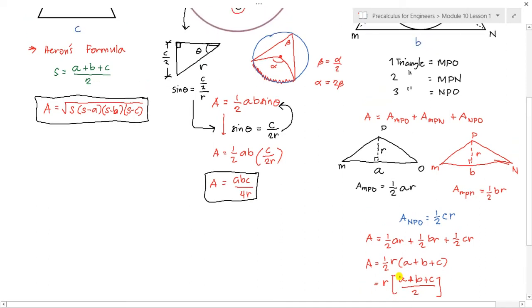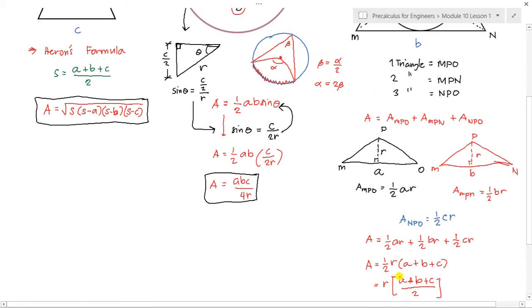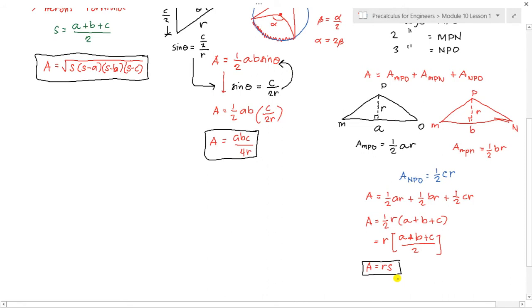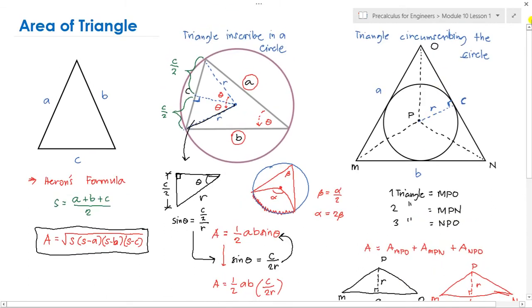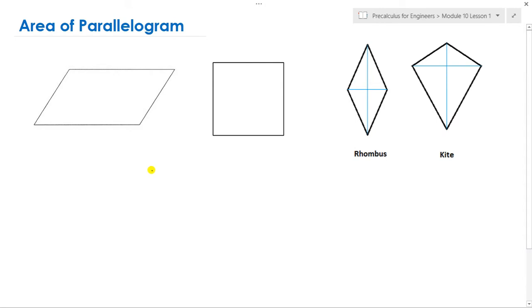Okay, so did you understand? Do you have any questions? Any questions, class? Okay, so none. So let's proceed to the area of a parallelogram.